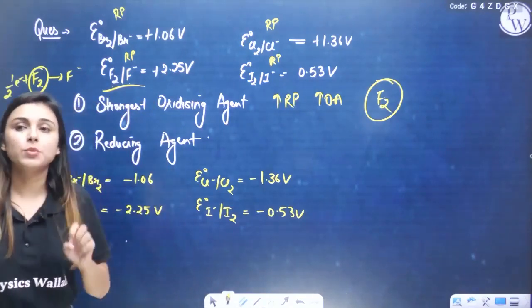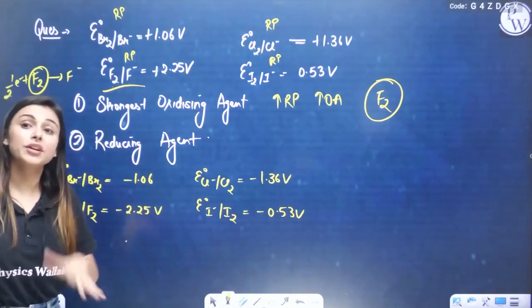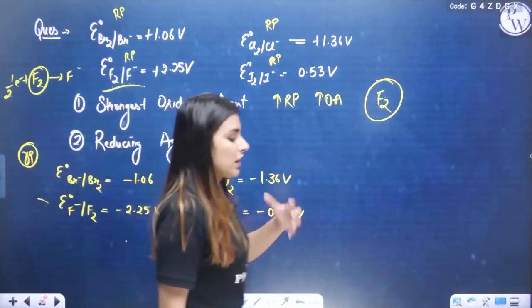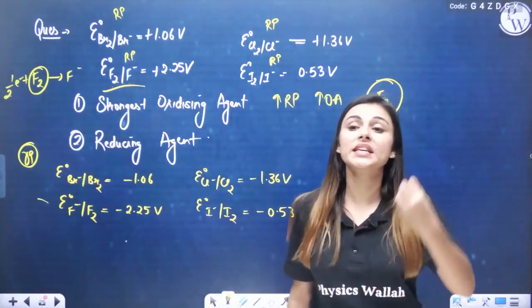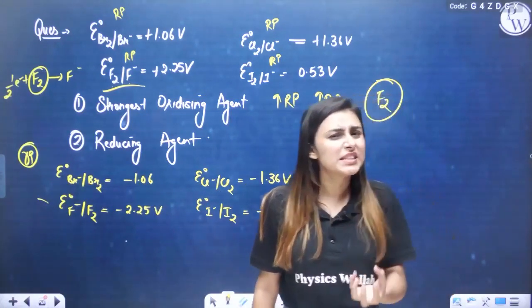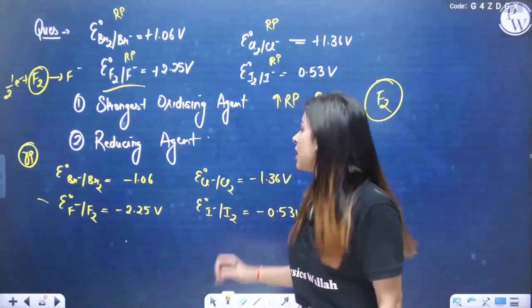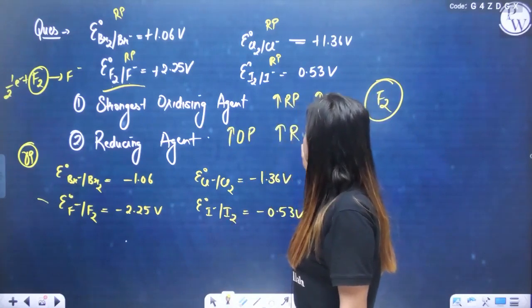If you got this particular part, now try to solve the reducing agent part. Now for the reducing agent part, what will you say? Ma'am, we would say that if we are talking about the reducing agent, then it will have a tendency to reduce the other and itself will get oxidized. And if itself will get oxidized, this means that it should have a higher oxidation potential. So the higher the oxidation potential, the better the reducing agent.